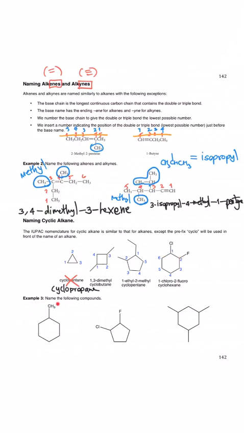Now let's take a look at example 3. Same thing here. When you count the number of carbons, you are going to give number 1 to the substituent group, so it would be 1 here, to the carbon that has this attachment to it, and then followed by 2, 3, 4, 5, 6. Therefore, the name of this compound would be 1-methylcyclohexane.